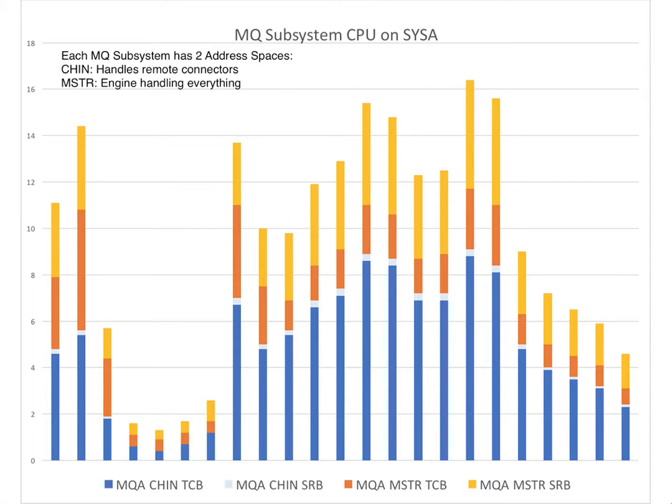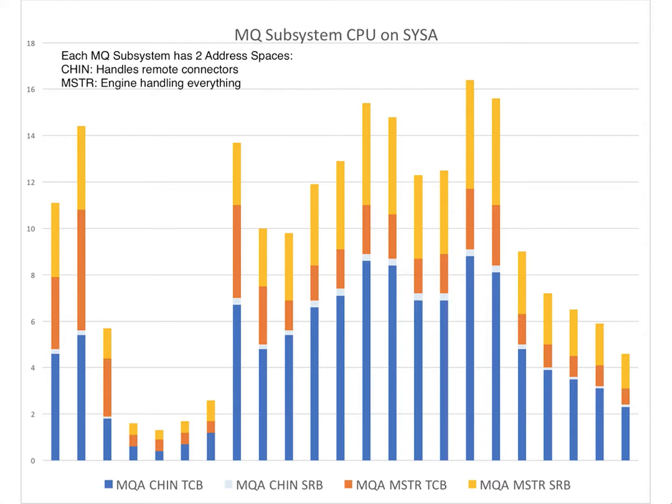The other address space, which even if you didn't have any remote traffic you'd still find active, is the master address space, which is really the central engine for MQ. Now on this graph, the master I've depicted in various shades of orangey yellow, and the blue is the CHIN address space. So let's start with the master. So the master at the top, basically you see there is a fair amount of TCB time, yes, but also this time you see a fair amount of SRB time.